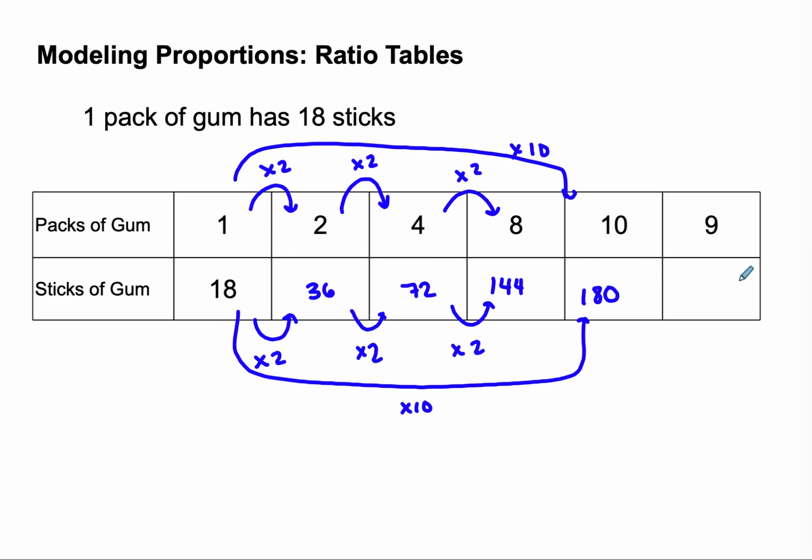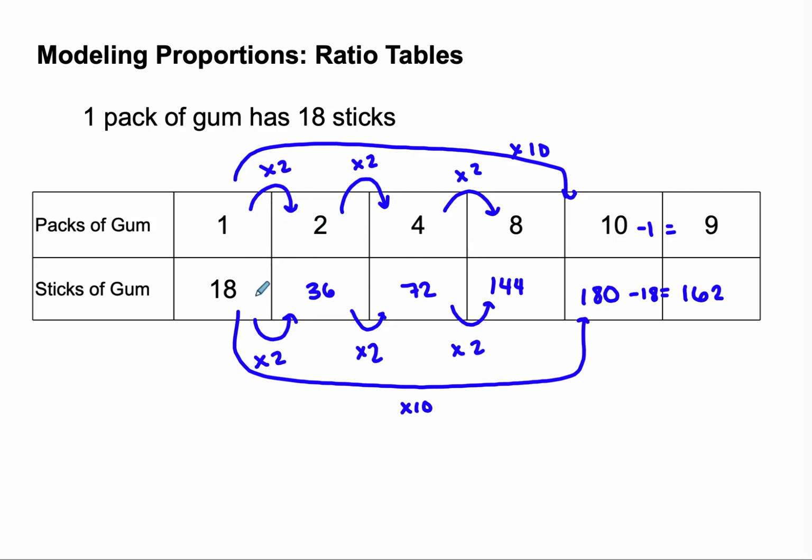And then to get to 9. 18 times 9, if I'm doing it in my head, it's a little tricky. But I could also say I could subtract 1 pack. So 10 packs, I'm taking 1 pack away. That's 1 times 18, so I would have to take away 18 sticks of gum. And I know that's going to give me 162. So that's how ratio tables work, that we can use these same multiplication patterns side to side.